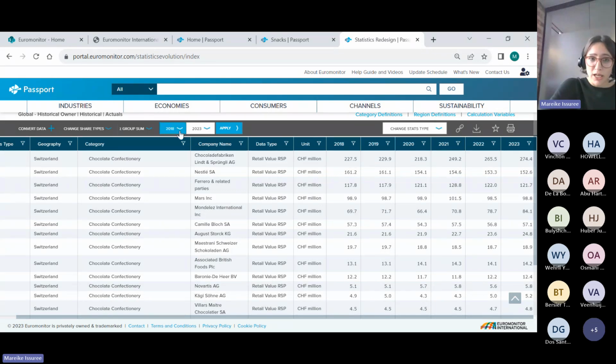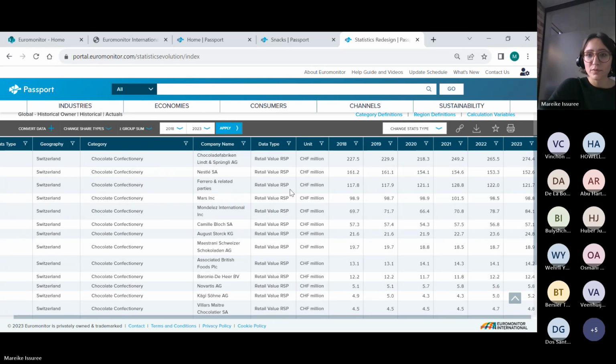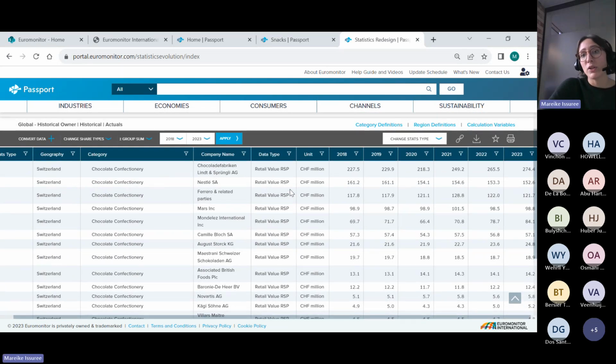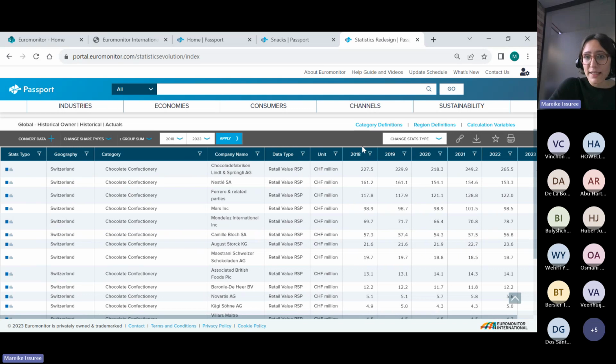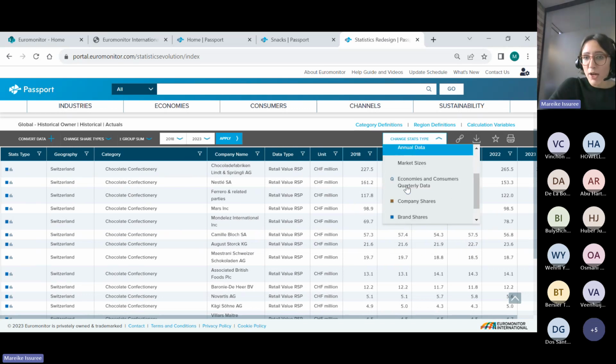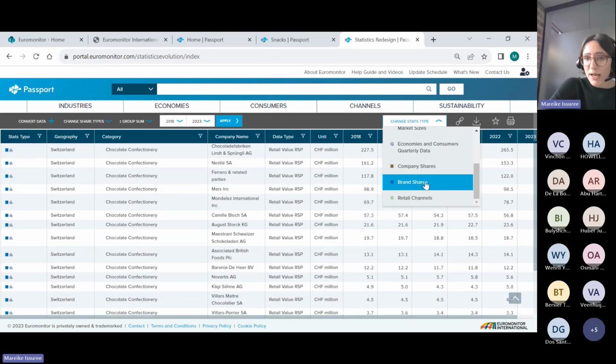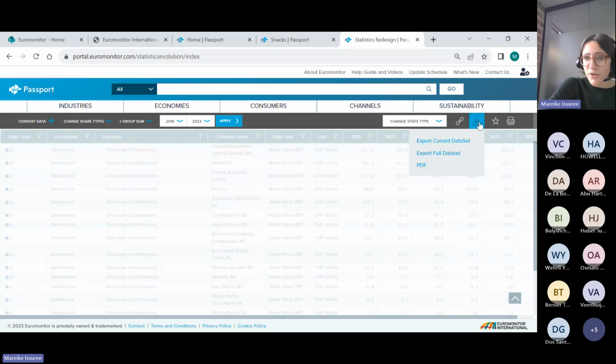Of course, you can also change the time frame. You can go back to 2014 in this case and simply press apply if you want a different view. All of this is extractable into Excel. All of our data sets, whether you are in our market sizes or in our brand shares, you can always extract into Excel and then work with it to run a competitor analysis, for example.